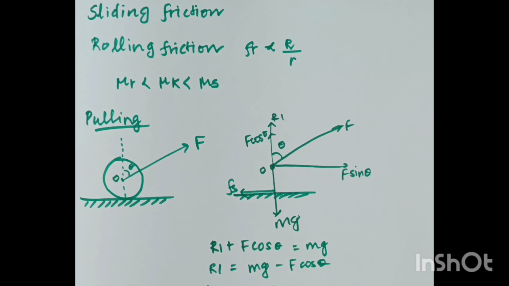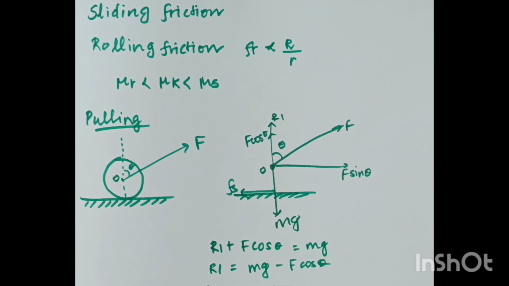What is sliding friction? When a body slides over a surface, then the friction between their contact surfaces is called sliding friction. What about rolling friction? This comes into play when a body such as a wheel or disc or cylinder rolls down over a surface. So at that time this will play.